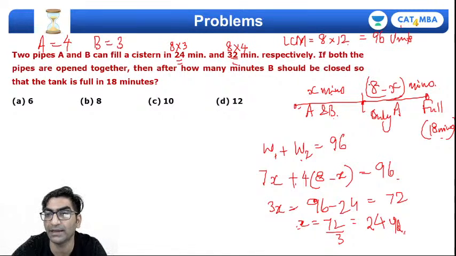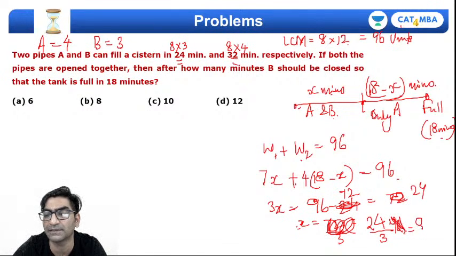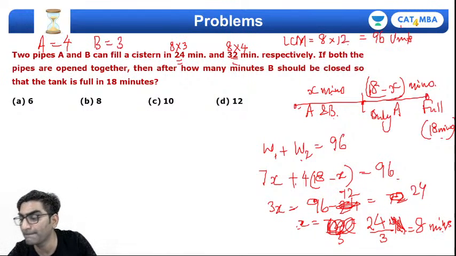This is 18 minus X, not 8. Completely my bad. 18 into 4 is 72. So this would be 72 and this becomes 24. So X would be 24 by 3. That's 8 minutes, right? My apologies. Yes. Thanks for pointing that out, Nisba.